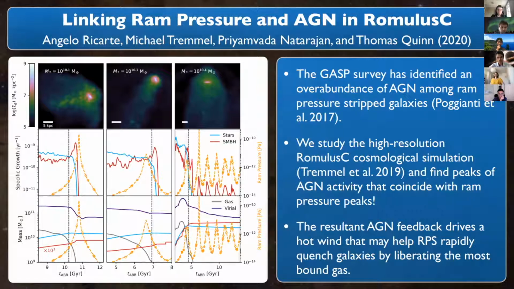And my favorite example is the last one, which is a galaxy that sticks around on an eccentric orbit for many gigayears. And every time it reaches pericenter, you see this little blip.